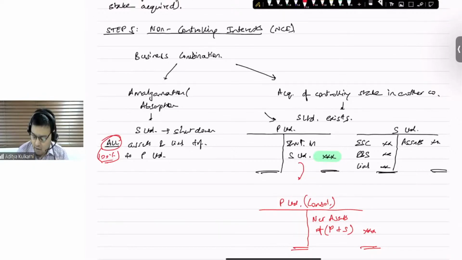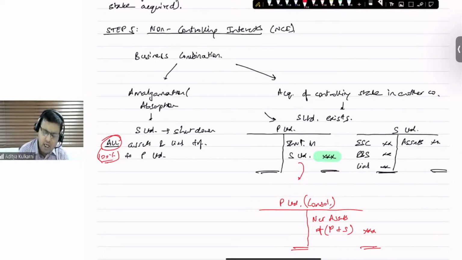So in the end, what is going to be presented to you, the reader of financial statements, is a consolidated balance sheet of P Limited in which all the assets of the group are going to appear. All the liabilities of the group are going to appear. The entire reserves and surplus of the group is going to appear, and the equity share capital of the parent is going to appear. So this is better financial reporting from that perspective.